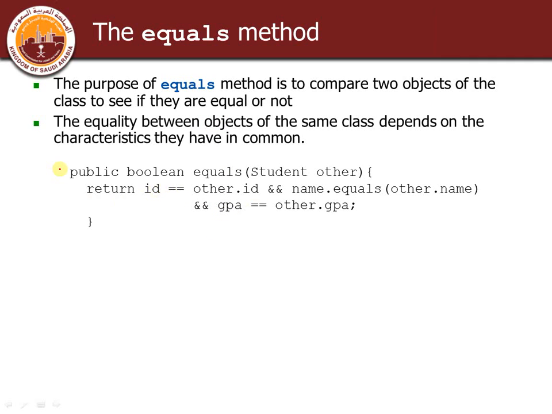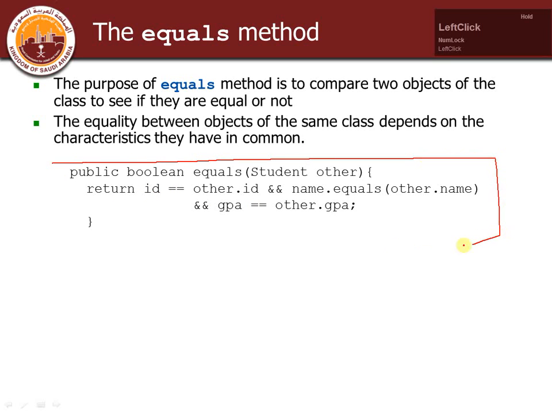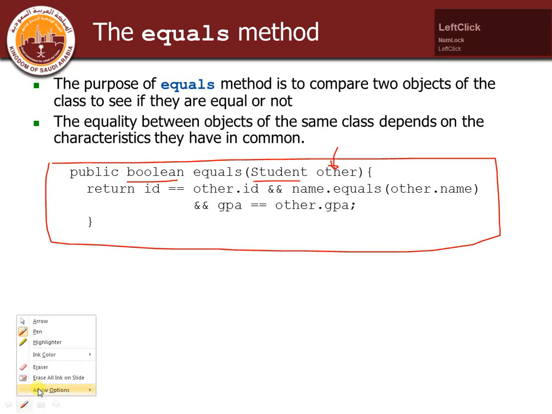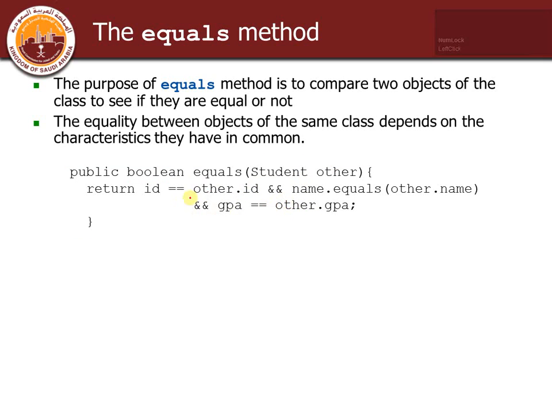So, for example, this is one way to compare a student with another student. This is a method which returns a Boolean that can be either true or false, and takes what is the data type of that argument? Student. And let's see what it is going to be returning. It returns something interesting. It is comparing three things. The first one, the second one, and the third one.